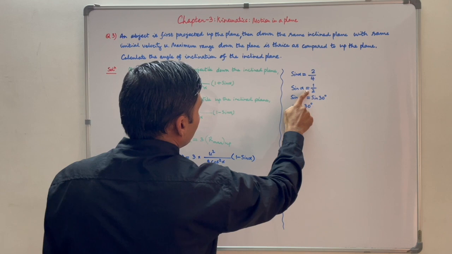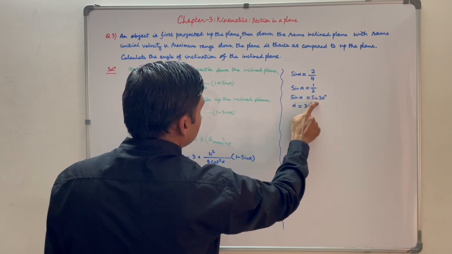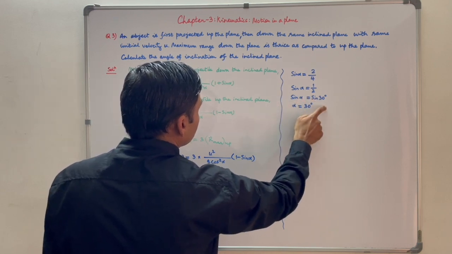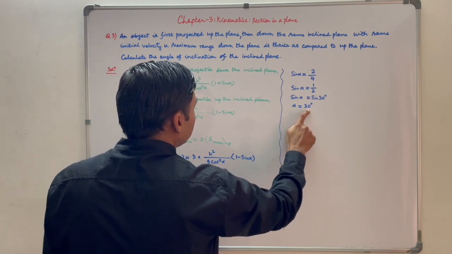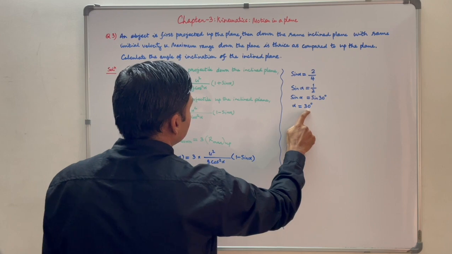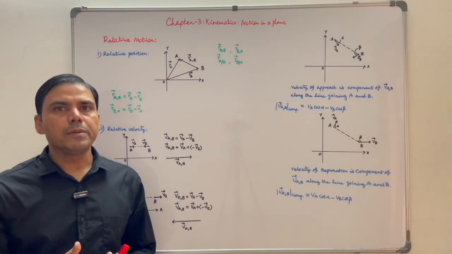And we know that 1 by 2 is the value of sin 30. So comparing both sides, alpha is equal to 30 degree. So the angle of inclination of the inclined plane is 30 degree. Now let us understand relative motion.